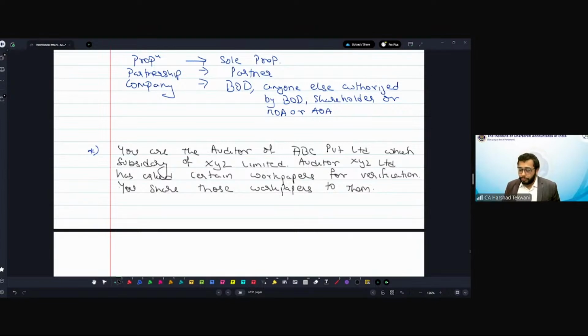Sir, but what about SA 600? If you see SA 600, it says that you need to share information, not the work paper. You need to obtain information, and everywhere the term that is used is information, not the work papers. Okay, sir. Any doubt till now?